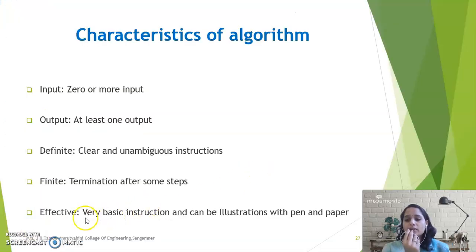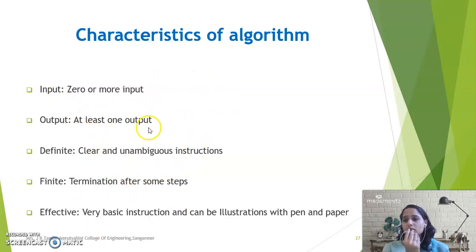So for effectiveness, we have to make sure that your step is very basic and can be illustrated with pen and paper. The earlier logic was not a basic step, so I have converted that step into sub steps. So that is all about the characteristics of an algorithm.